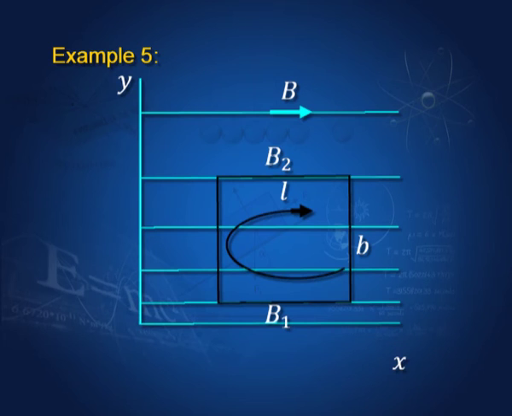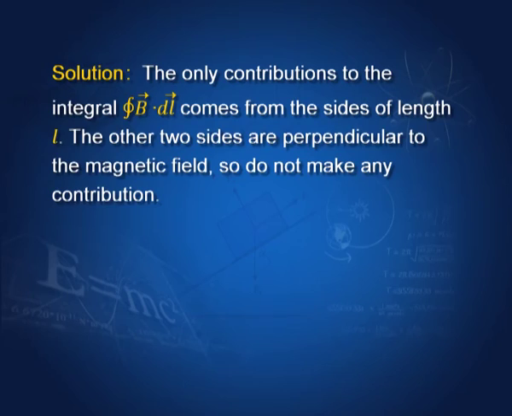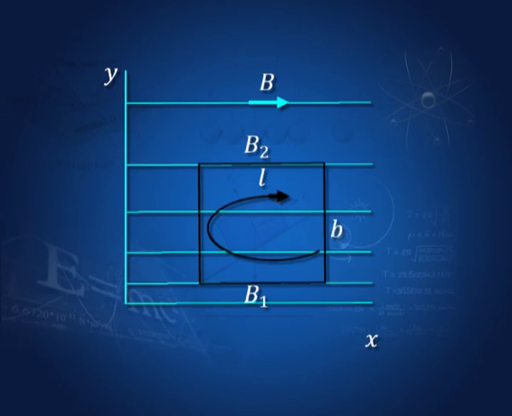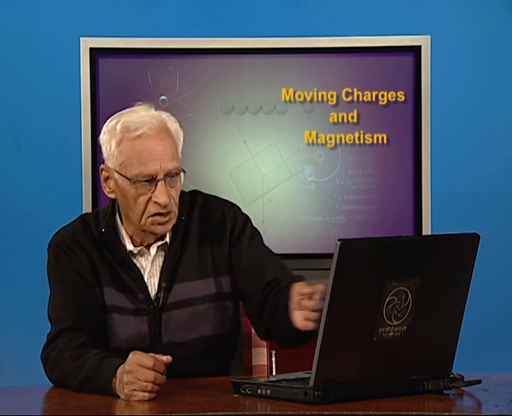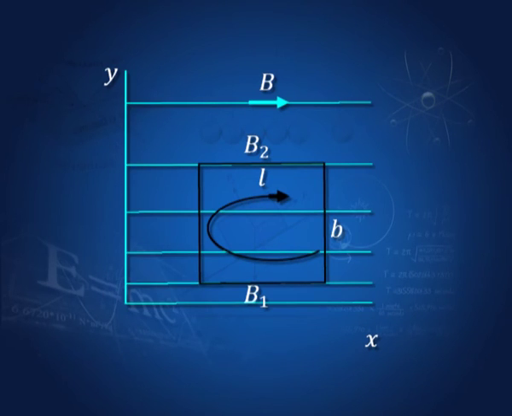What is the current that flows through the area encircled by the loop? What is the current in this area? Let us see. The only contribution to the integral B dot dl comes from the sides of length L. This side is length L, this side is length B. See, this is perpendicular to the magnetic field, therefore, B dot dl is 0. This is also perpendicular to the magnetic field. So, B dot dl is 0. So, only contribution comes from this side and this side, both of which have length L.